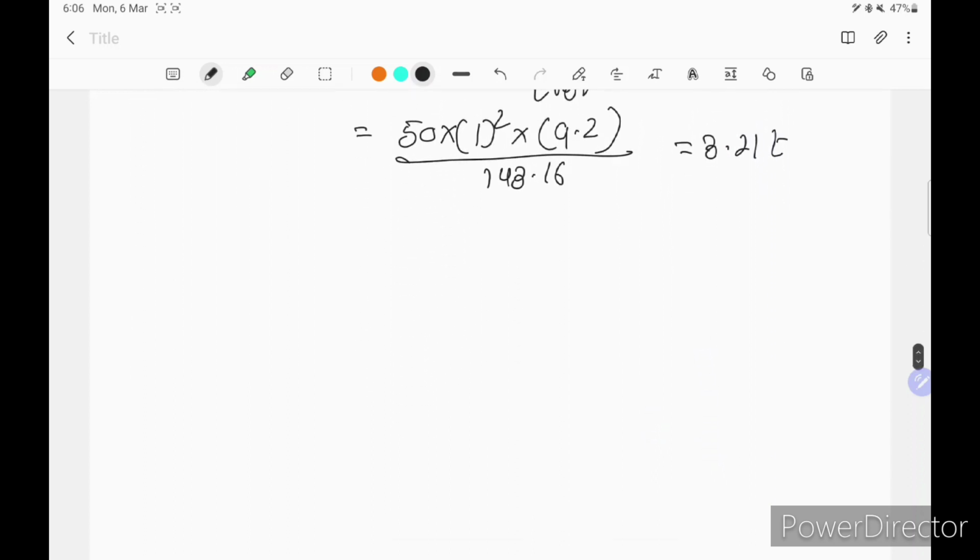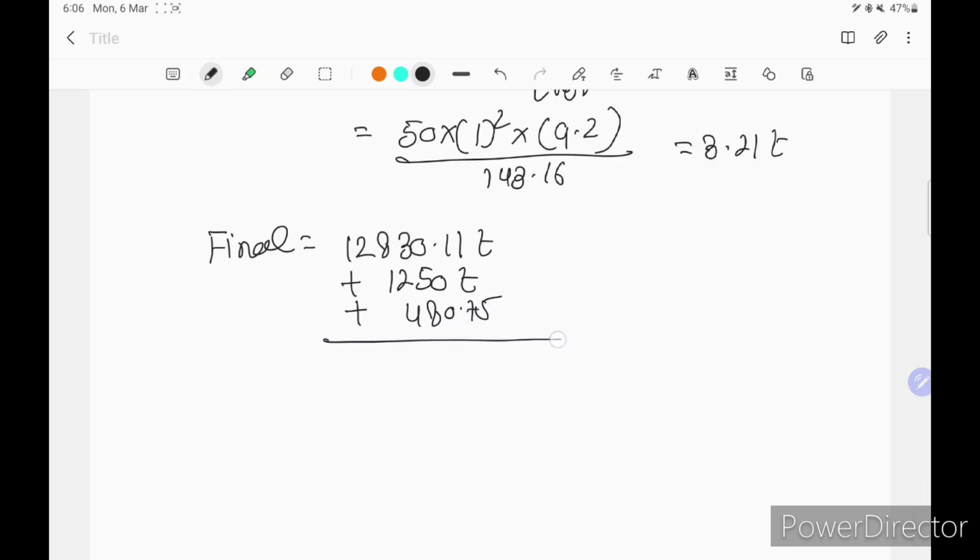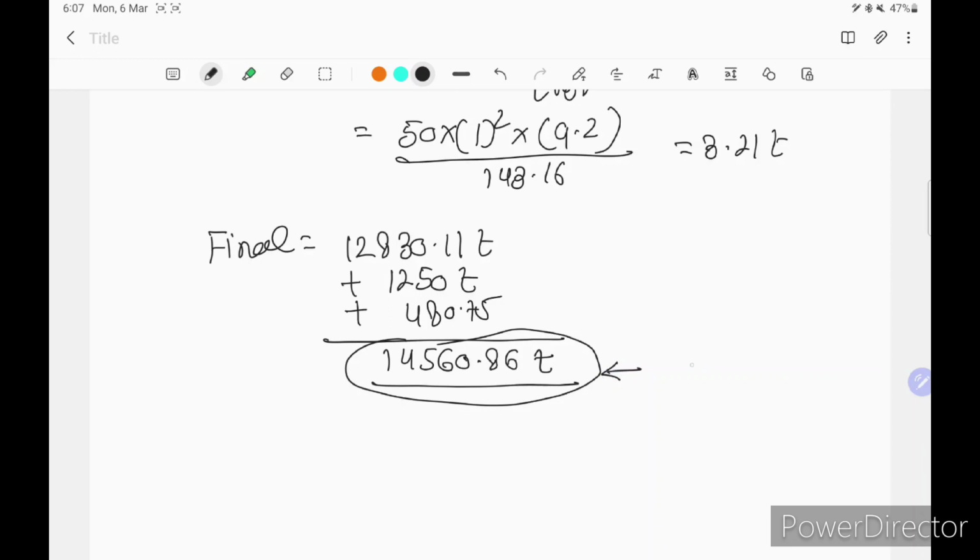Okay, so now we'll get the final displacement: 12830.11 plus we load 1250 ton of cargo plus 480.7, so we get 14560.86 tons. Okay, this much is clear. And for this displacement we now calculate the draft from the MV Hindship particulars. So we get 7.113 meters.